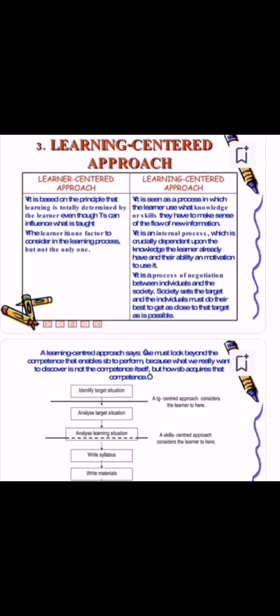Society sets the targets and the individuals must do their best to get as close to the target as is possible. A learning-centered approach says we must look beyond the competence that enables people to perform, because what we really want to discover is not the competence itself, but how people acquire that competence.